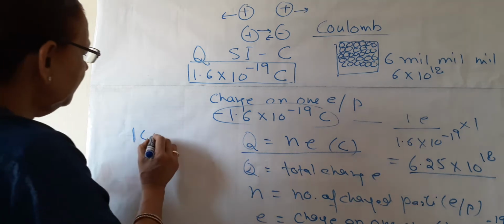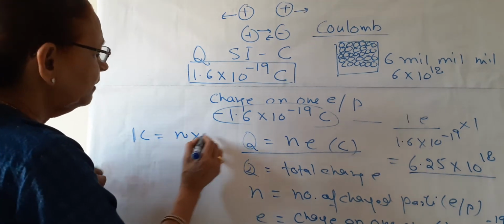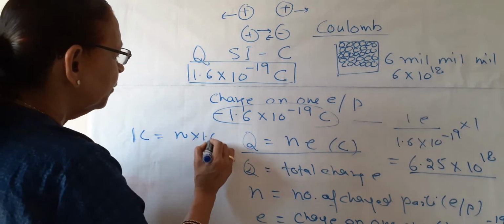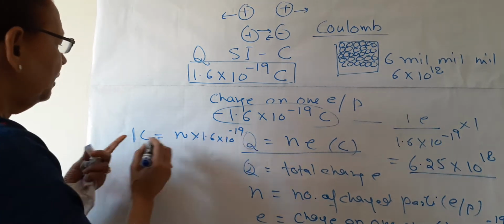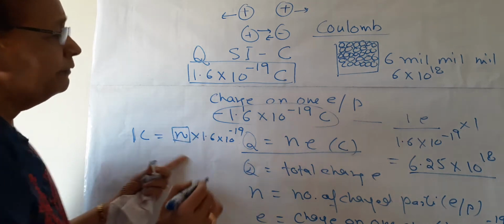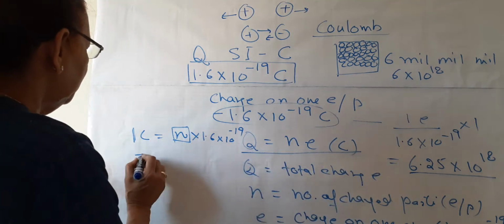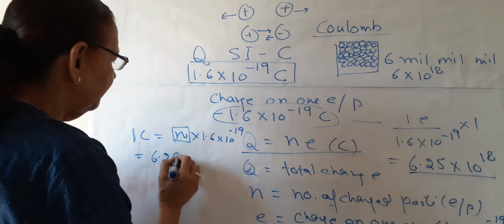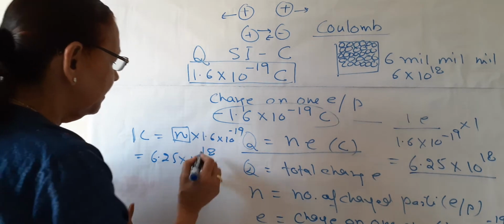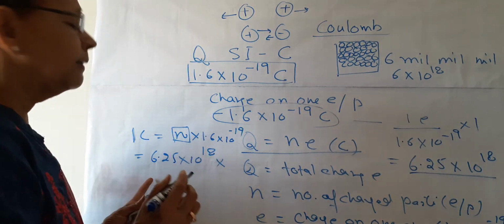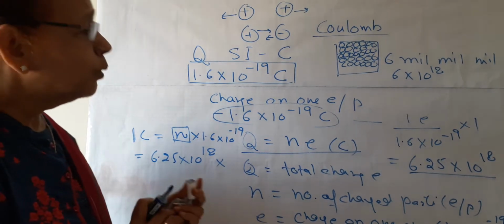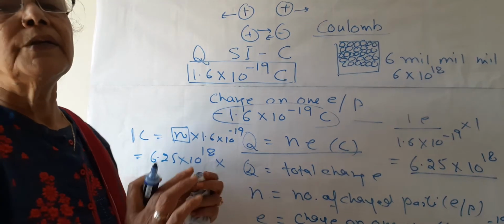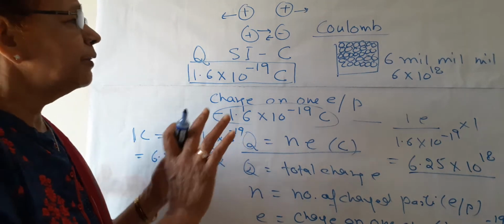Q is 1C and we have to calculate, and the charge is 1.6 into 10 raised to power minus 19. If we calculate this, we will get the same figure. It will be 6.25 into 10 raised to power 18. No unit, as it is a number. So this is about the coulomb and charge on 1 charged particle.